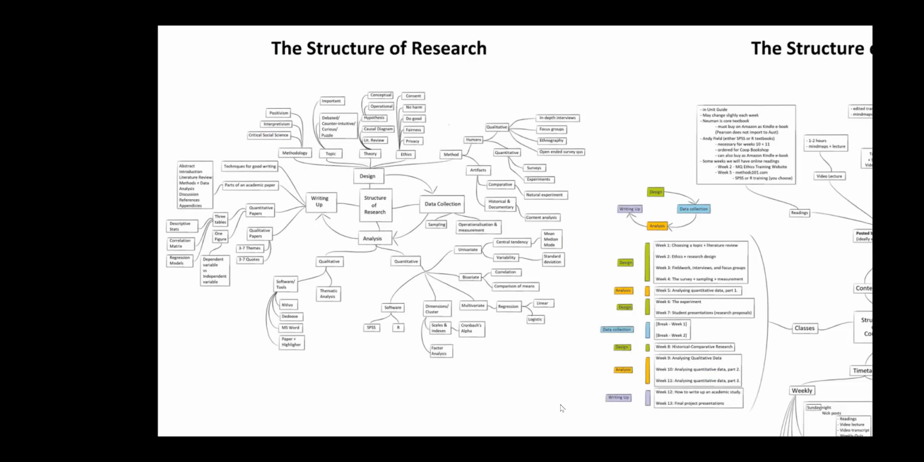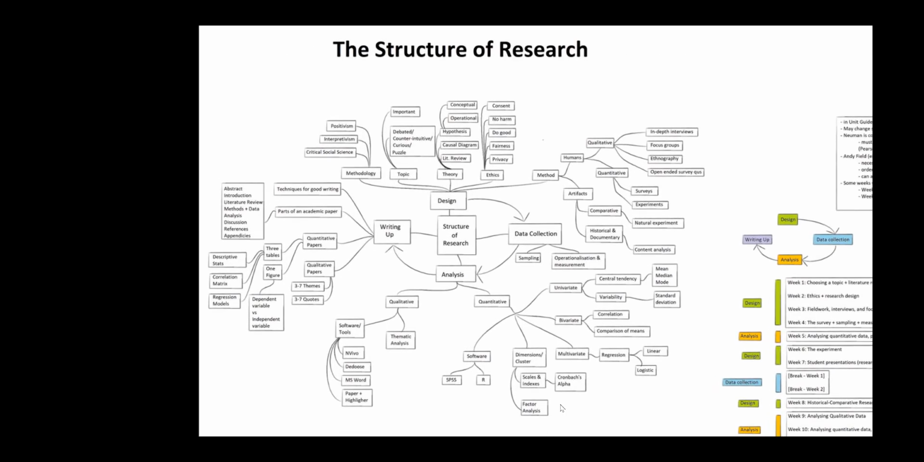The structure of research. It turns out that the research process can be thought of as sort of like a cycle that goes step by step from design to data collection to analysis and writing up. These steps are in some ways really obvious, and at other levels are really not so obvious.